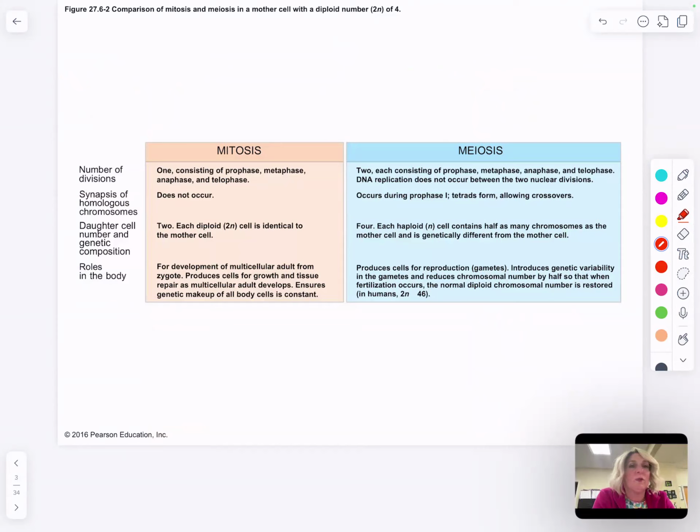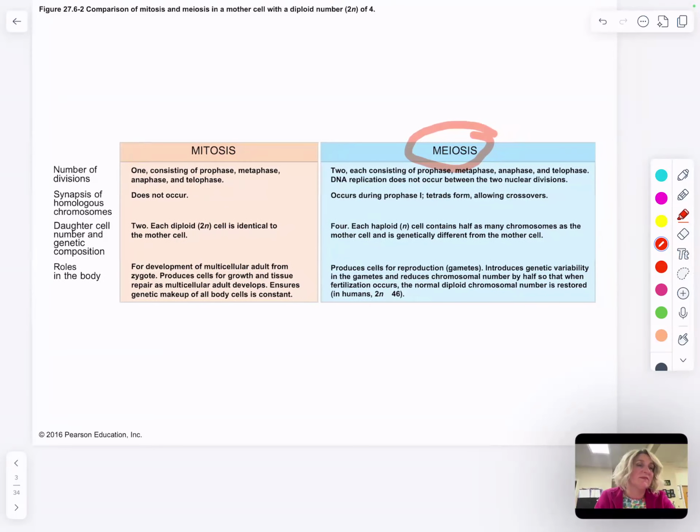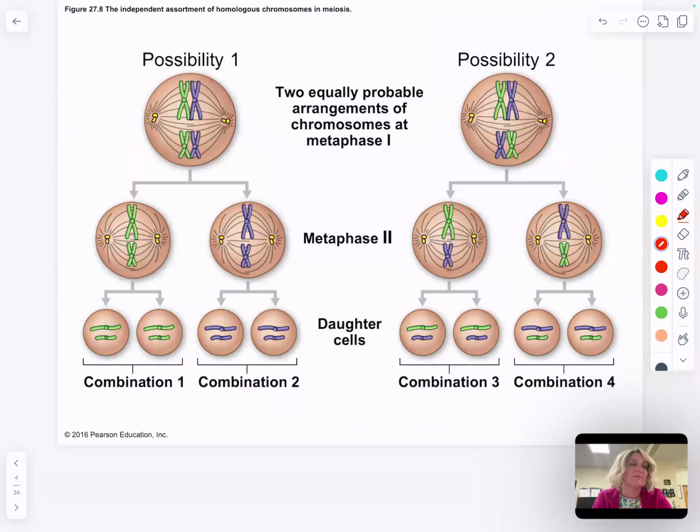And then roles in the body for mitosis is for the development of multicellular adult from zygote. So from the zygote cell, the single cell of that person, from that moment on till the end of life, you have nothing but mitosis going on until you need the sperm and the eggs to be multiplying. That's where you start getting meiosis. Okay. So that's the only place you're going to see meiosis is in the sex cells.